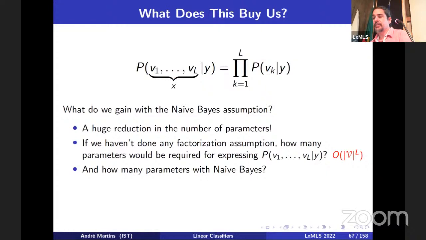And not only does it not scale, unless you have a lot of data, we are likely going to have many sparse observations, right? There are many combinations of words that you never saw. And this is going to give us unreliable estimates of these probability values. So we are going to have a lot of statistical noise by doing that. And on the other hand, if we do this factorization assumption with naive Bayes, how many parameters do we have?